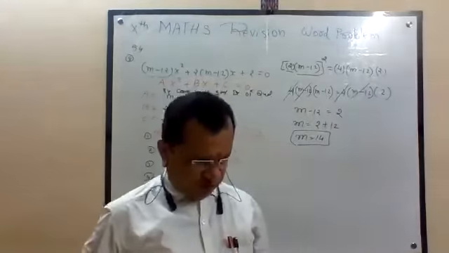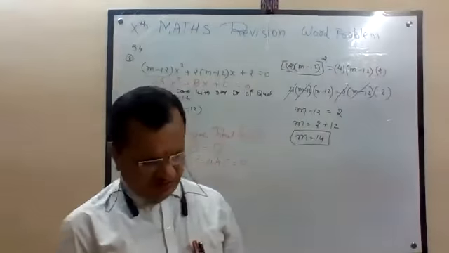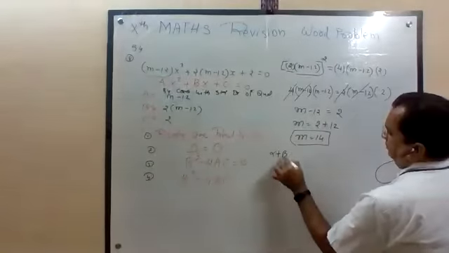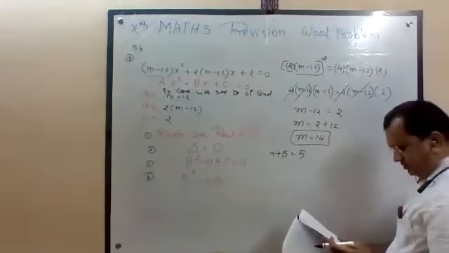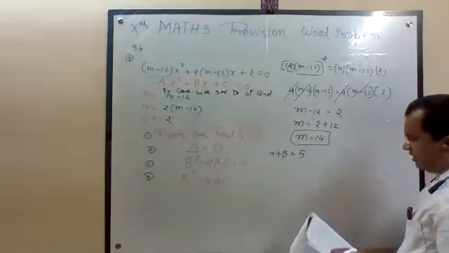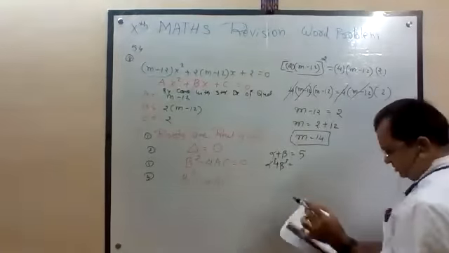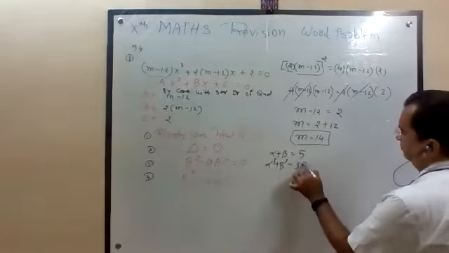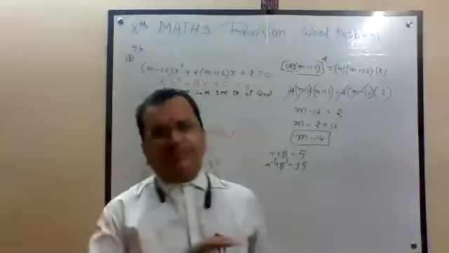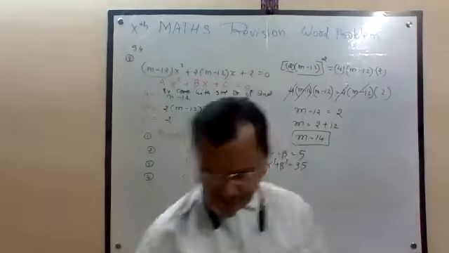Sum of two roots of a quadratic equation is 5. Means alpha plus beta is equal to 5. Sum of their cubes is equal to 35. We want sum and product, then only we can form the equation.